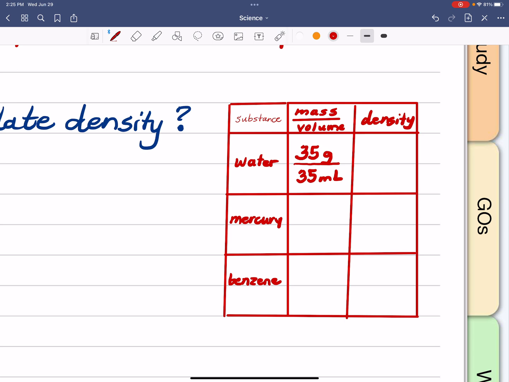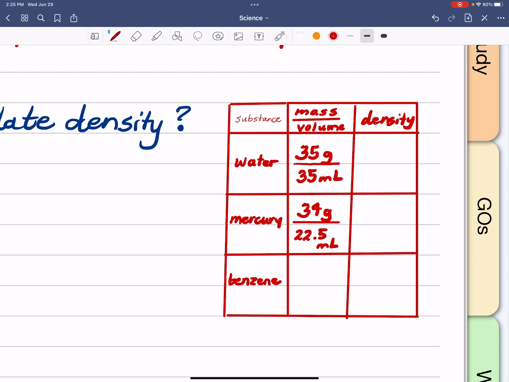Okay, 34 grams of mercury has a volume of 22.5 milliliters. And don't worry about where I'm getting these; they are just numbers that I know to be true. So you don't have to worry about where they came from. I just want you to follow what I'm doing with the math.